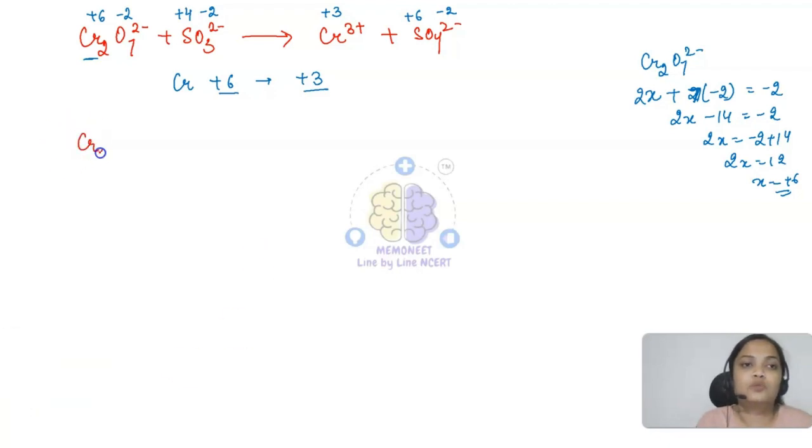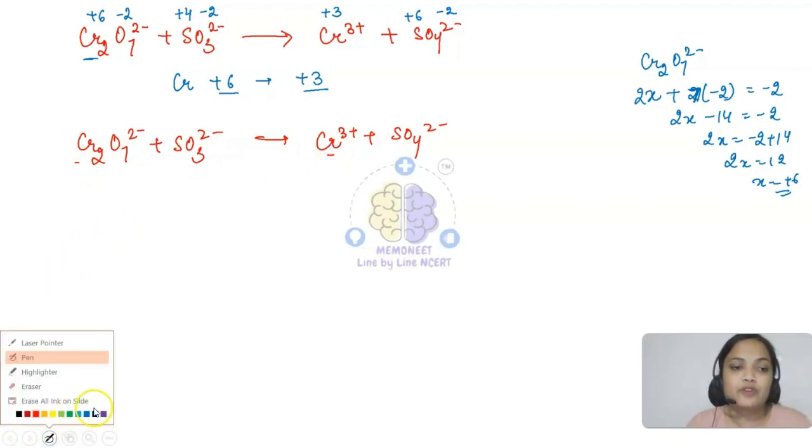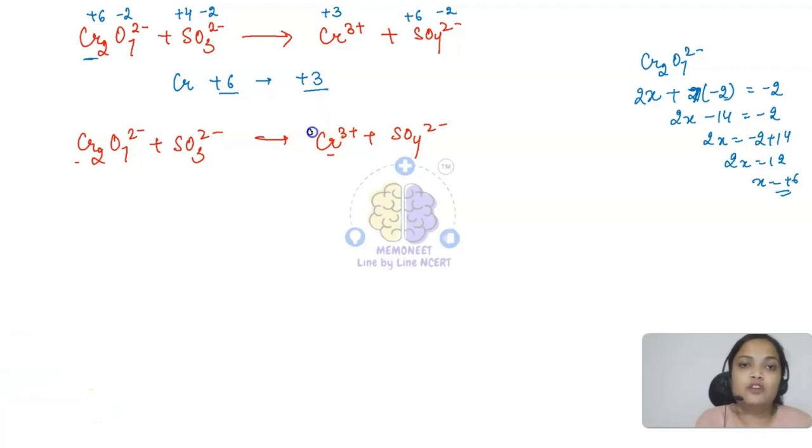So Cr2O7 2 minus plus SO3 2 minus gives Cr3 plus and SO4 2 minus. So now here you have 2 chromium atoms and on the product side you have only 1. So you need to balance the chromium atoms first. So write 2 in front of chromium.